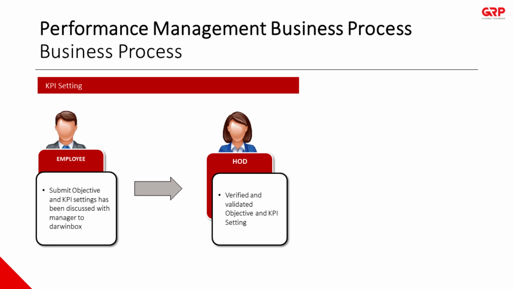Objective and KPI target setting are processes carried out by the employee and HOD to determine the objective, targets, and weightage of activities. In Darwinbox, the employee will fill in KPIs or sub-goals that have been predetermined to corporate and functional goals. At the end of the process, the head of department will receive a notification and task via Darwinbox to verify and approve the employee objective and target proposal.